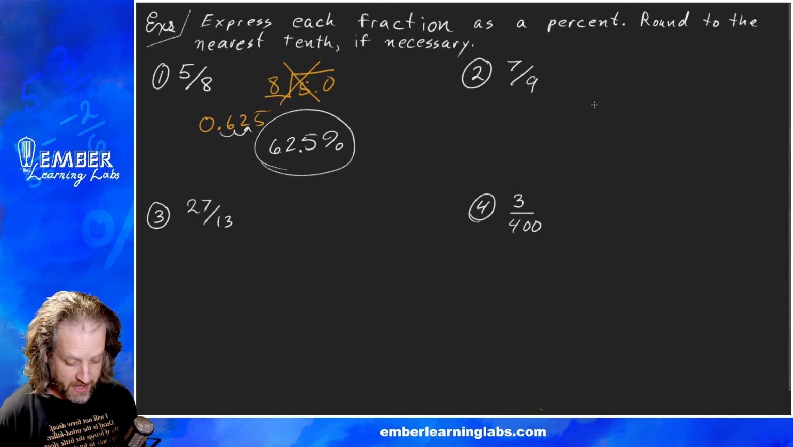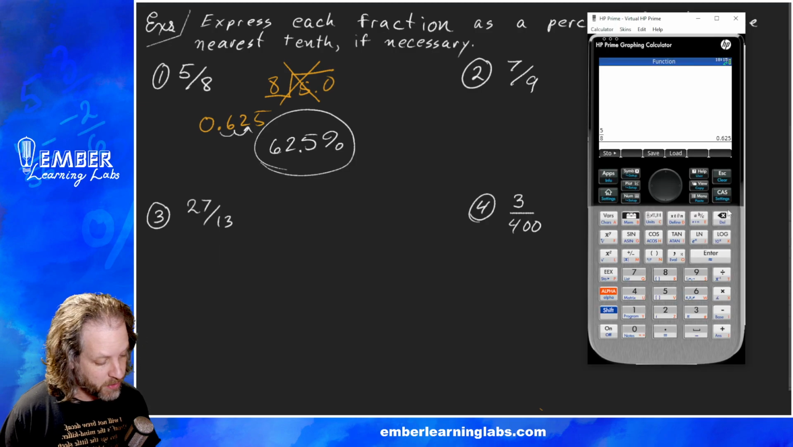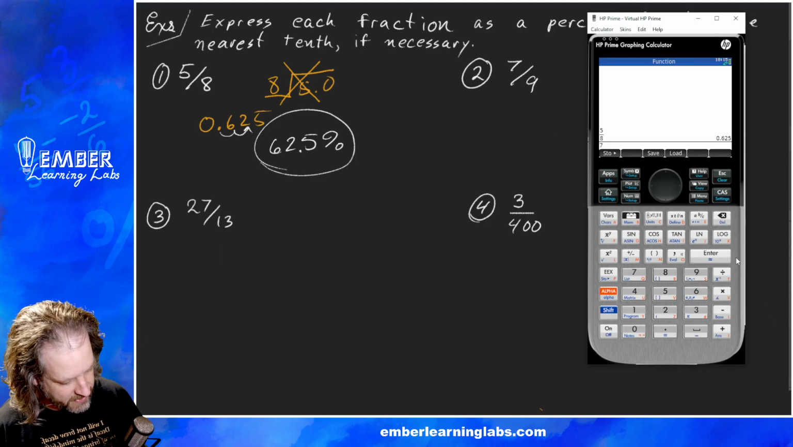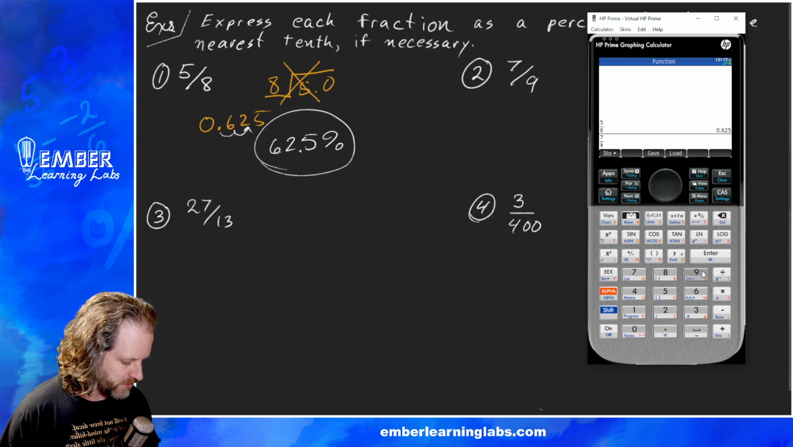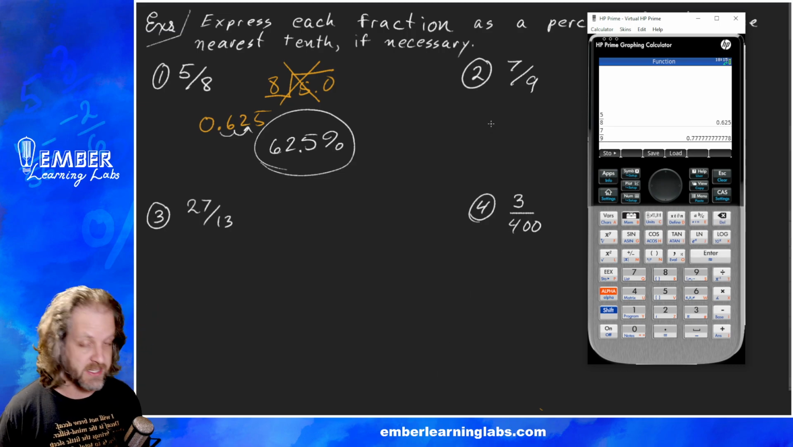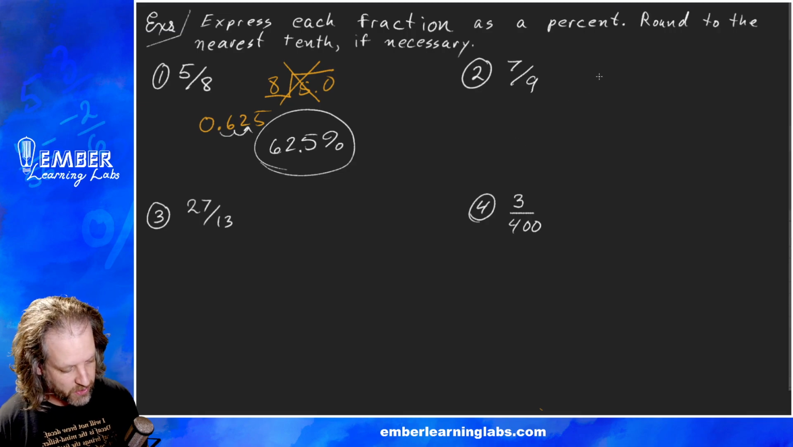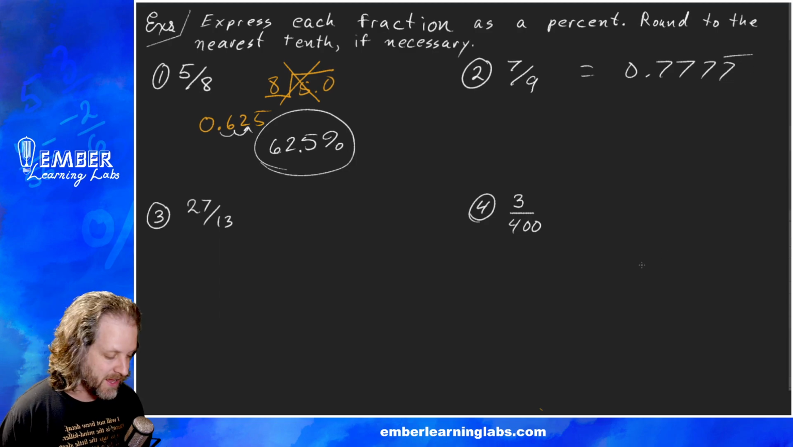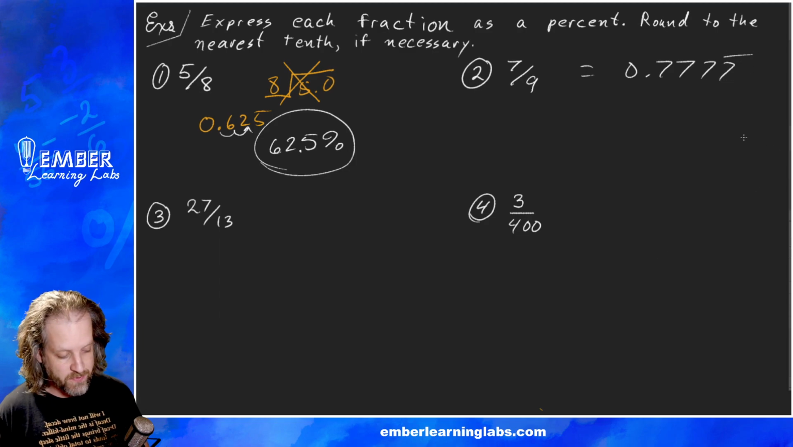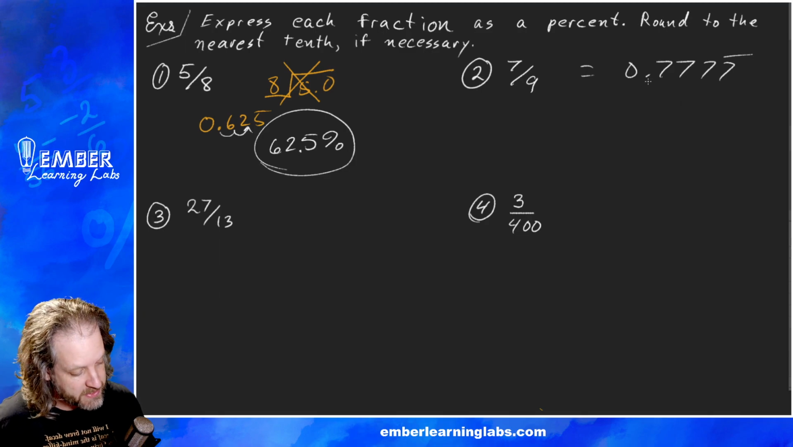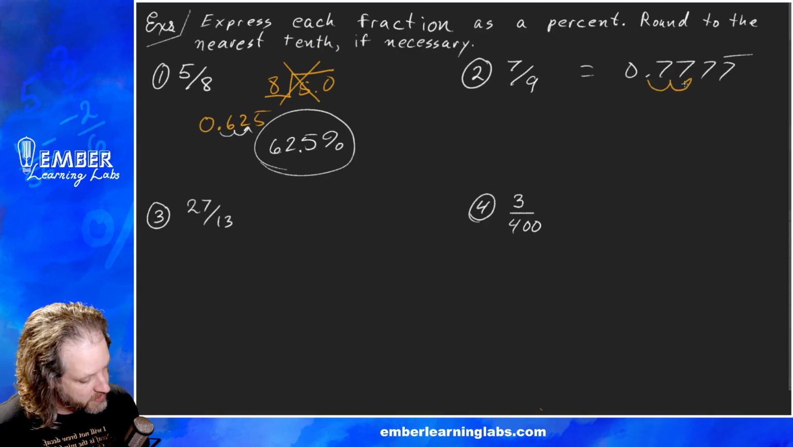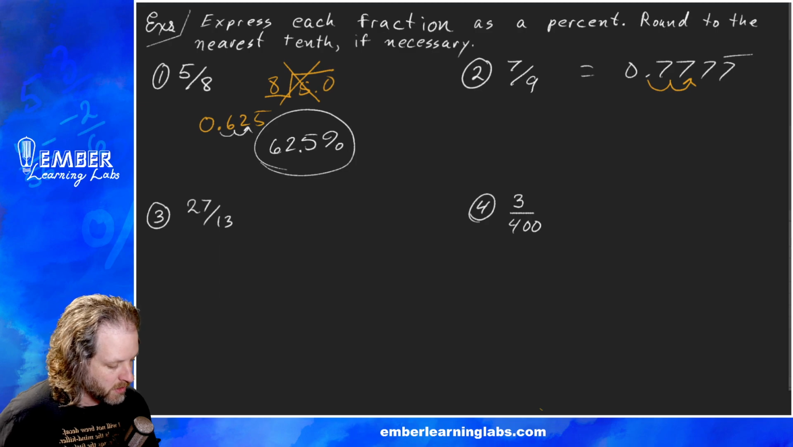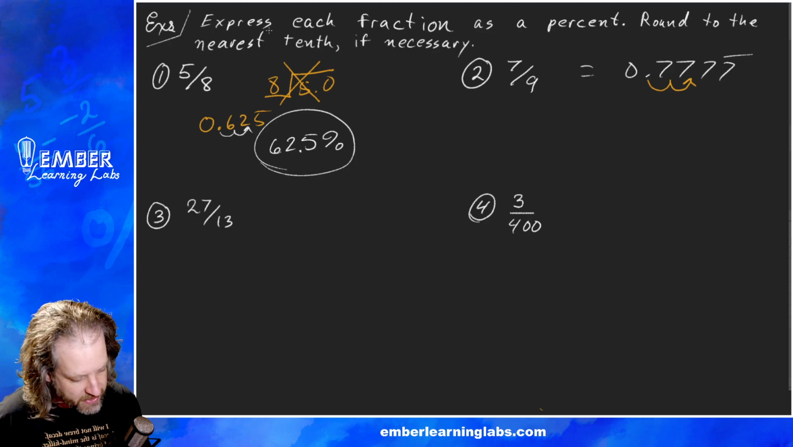Number 2, same thing. Now I want you to practice doing this part with a calculator. It is useful to learn how to do this, right? 7 divided by 9, enter. So we got 0.7 repeating. So equals 0.7777 repeating, right? So in order to convert that over to a percent, we move the decimal to the right once and then twice. And we want to round to the nearest tenth, right?